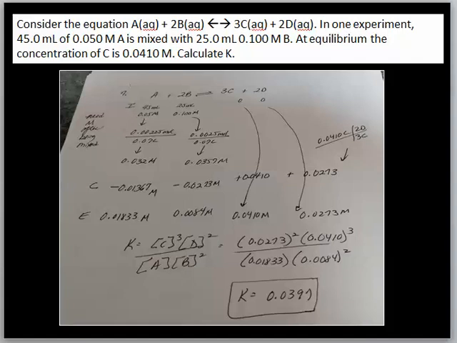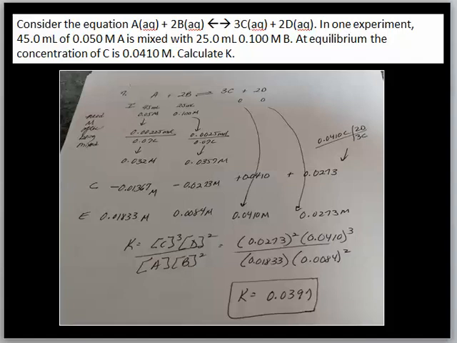So if you look for A, you see that you've got 45 milliliters of 0.05 molar. Multiplying your molarity times your volume in liters gives you 0.00225 moles. For B, you've got 25 milliliters of 0.1 molar, so that gives you 0.0025 moles. And then you need to divide both of these by the total volume, which would be 70 milliliters or 0.07 liters, and that gives you your molarity of A and B.